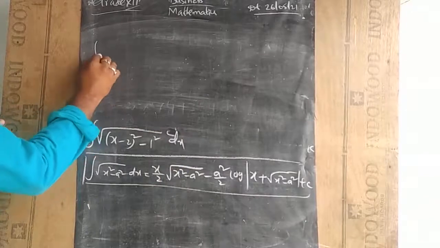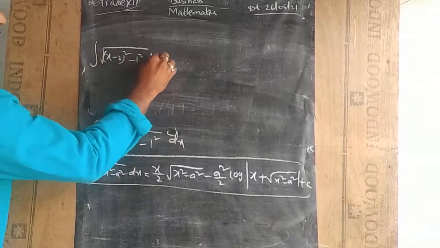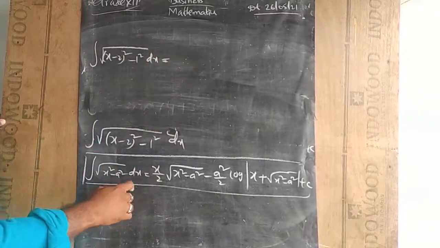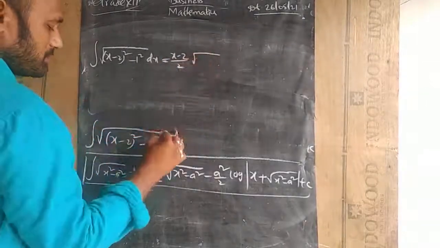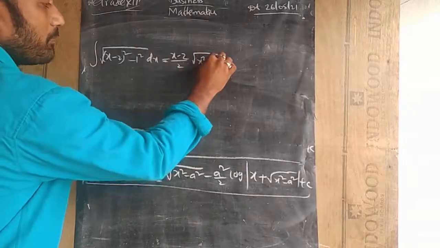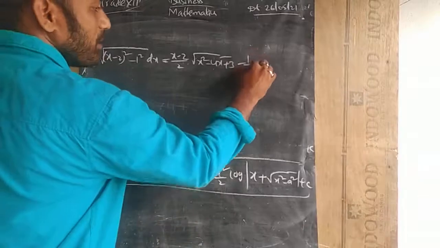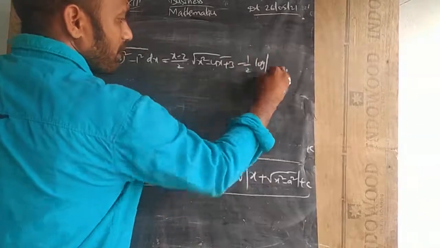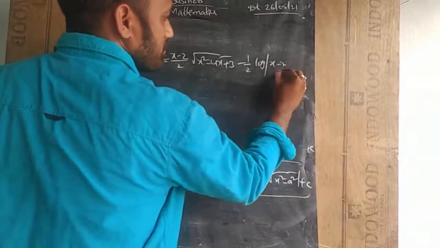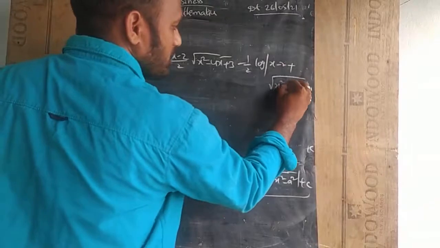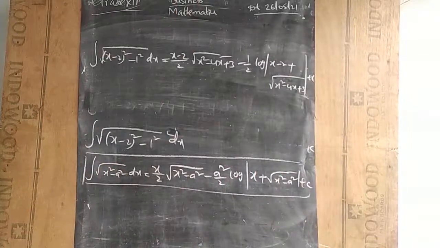So integral root of x minus 2 whole square minus 1 square dx is equal to x by 2, where x by 2 means here x minus 2 by 2, root of x square minus 4x plus 3, minus a square by 2 means minus 1 by 2 log of x, x means x minus 2, plus root of x square minus 4x plus 3 plus c. This will be the formula.